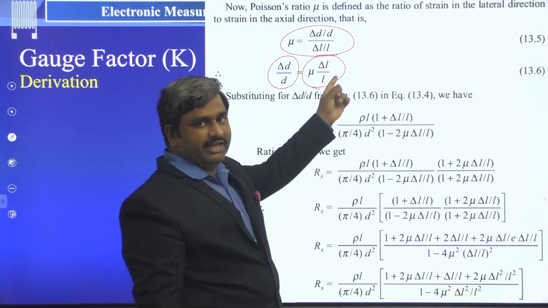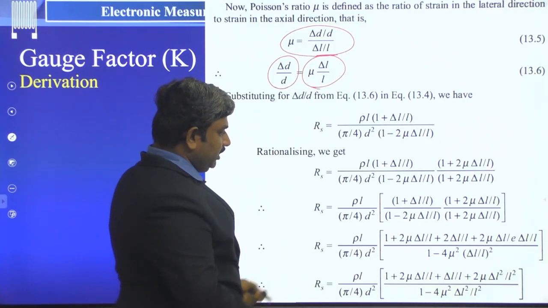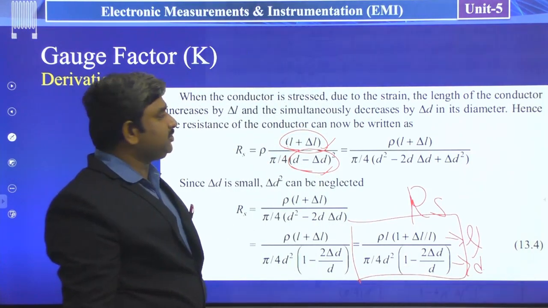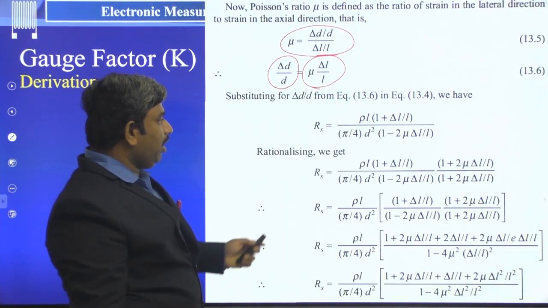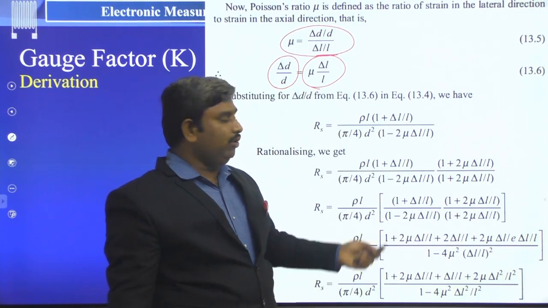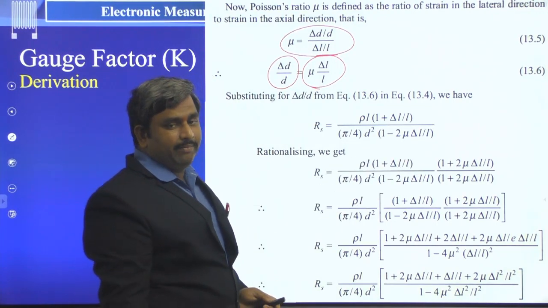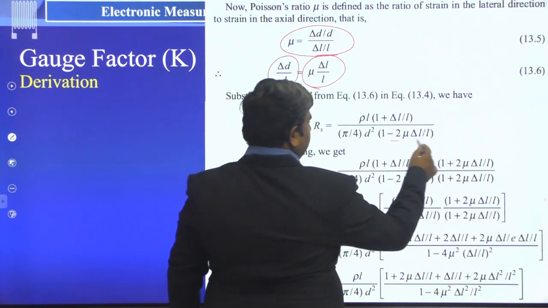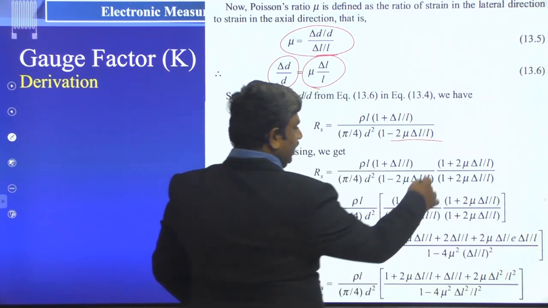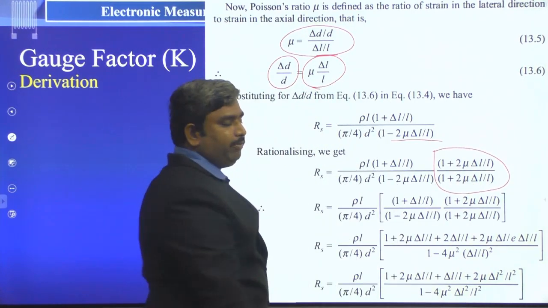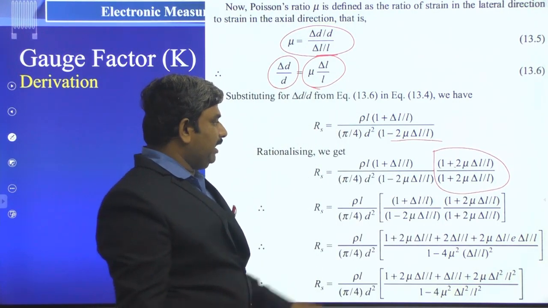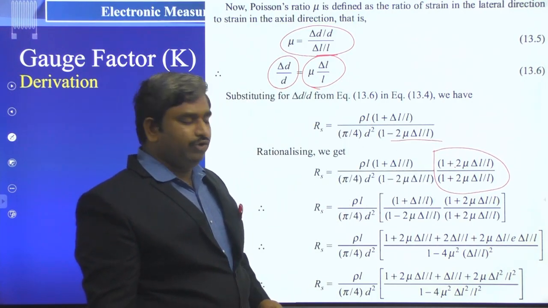Now I am substituting this expression in the previous expression, that is in expression 13.4. In this entire equation, I have eliminated del D by D, and I am writing that expression as mu into del L by L wherever del D by D is available. After substituting, this is the expression I got. For simplifying this, I am multiplying the denominator and numerator with 1 plus 2 mu into del L by L.